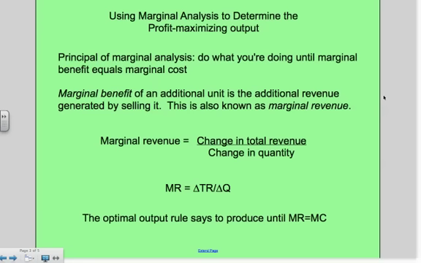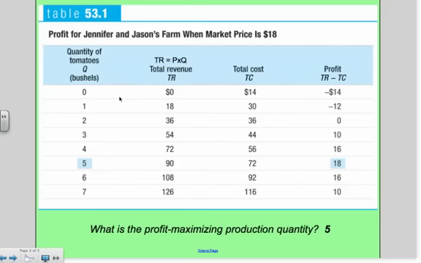Well, first of all, what's the principle of marginal analysis? The principle of marginal analysis says to do what you're doing until marginal benefit equals marginal cost. Well, what is marginal benefit? Marginal benefit of an additional unit is the additional revenue generated by selling it. That's also known as the marginal revenue. So you remember from this case, we had revenue and we had additional revenue generated each time. Well, in this case, the marginal revenue happens to be the same in every single additional unit, and it's $18.